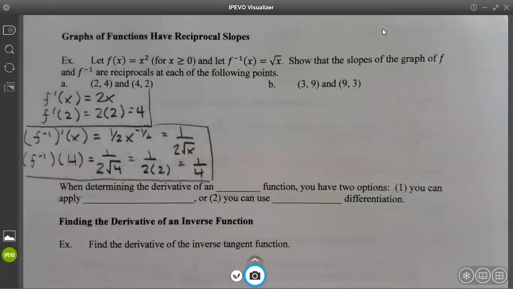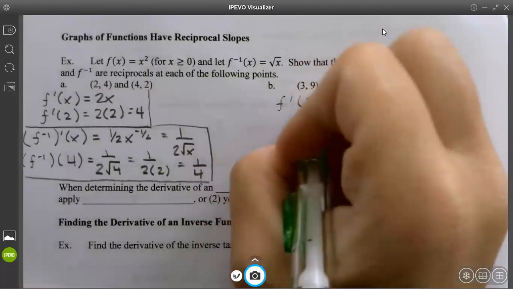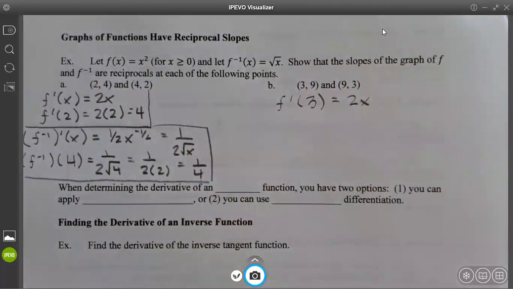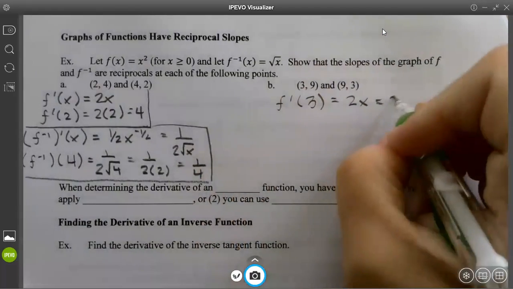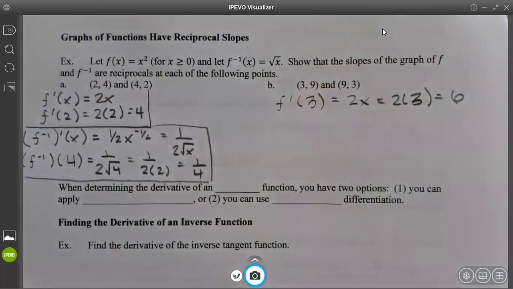So you're going to do the same thing on the next one. We're going to plug in 3 the first time and then 9 the second time. Come on, guys. All right. So on B, we're doing the same thing. We already have our primes though, right? So that's one less thing we got to do. So we're going to do f prime of 3. Remember our derivative of f was 2x. So 2 times 3 is 6.